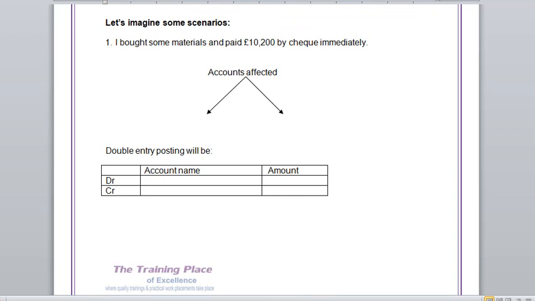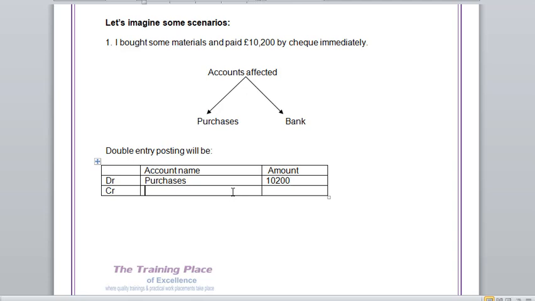Let's look at a scenario. I bought some materials and paid £10,200 by cheque immediately. You bought, so there's an expense taking place, which in this case will be purchases, and you paid immediately, so your money is going down. Purchases is an expense. You went to buy some materials, so your cost has gone up. So purchases is under the debit, which is an expense. So my purchases is increasing by £10,200.